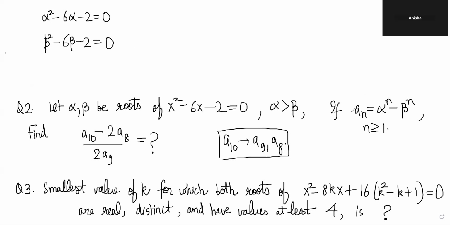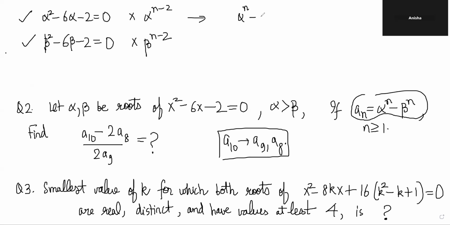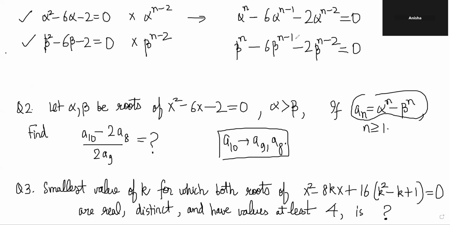How will you generate an an term? We have two valid equations. What should I do? We have to multiply by alpha power n minus 2. If you multiply both the equations like this, you will get alpha power n minus 6 alpha power n minus 1 minus 2 alpha power n minus 2 is 0. And similarly, beta power n minus 6 beta power n minus 1 minus 2 beta power n minus 2 is 0, right? If you subtract them now, you will immediately start getting what you need.